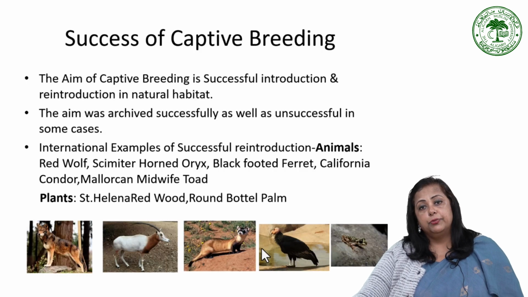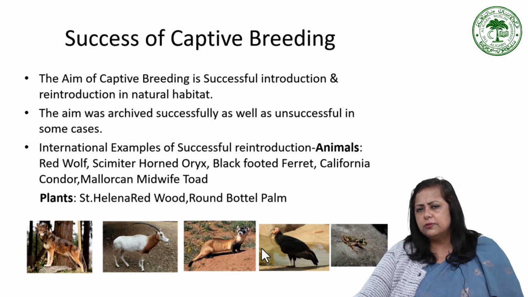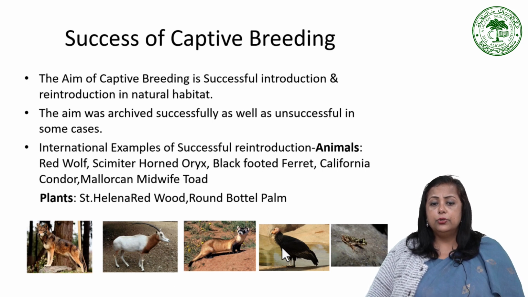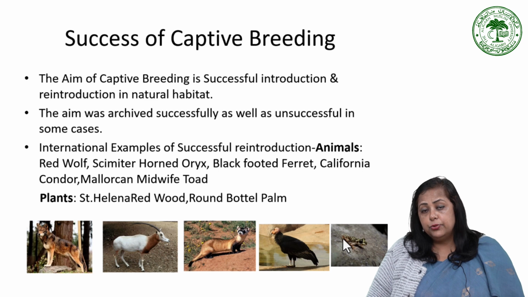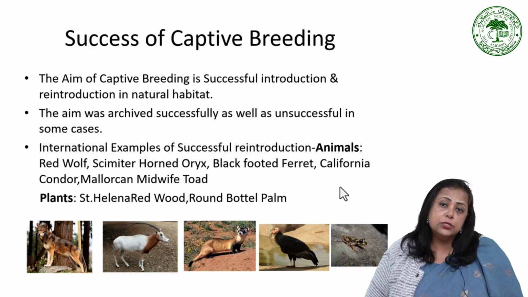There are many successful programs of captive breeding. The aim of captive breeding is successful introduction and reintroduction in natural habitat. The aim was achieved successfully as well as unsuccessfully. In some cases, it was really unsuccessful. So there are international examples of successful reintroduction like the red wolf, the first picture itself showing the red wolf, the Scimitar-horned oryx in Arabia, the black-footed ferret, the California condor, and the Mallorcan midwife toad. So these are some successful programs in the world, and among the plants, St. Helena redwood and round bottle palm are the most successful reintroduction programs for plants also.